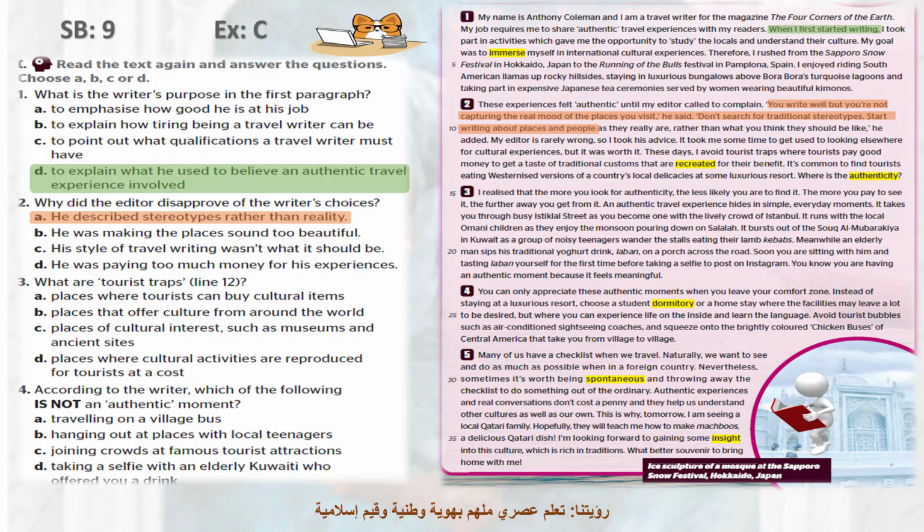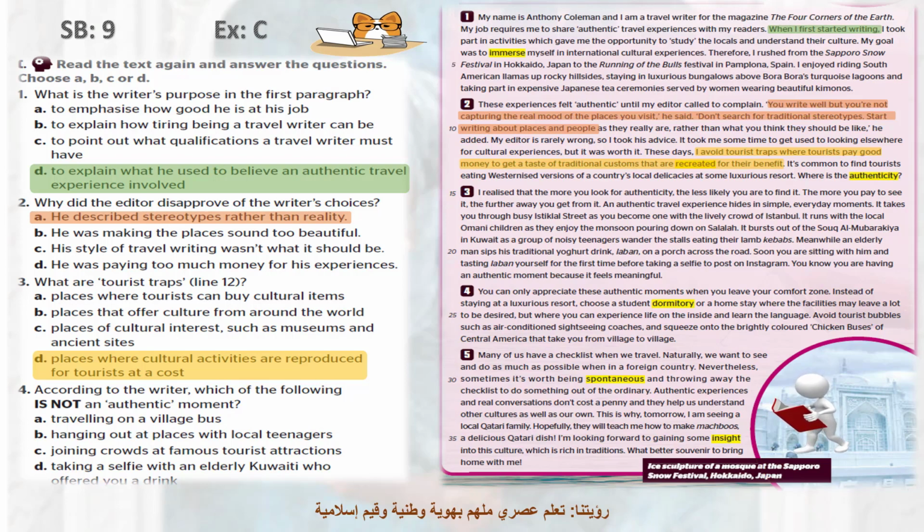Here, the question directs us to go to line 12. We have here the lines marked in fives. So here's line 12. We have to read the sentence and try to guess the meaning of this expression, tourist traps. Look at it. "These days I avoid tourist traps where tourists pay good money to get a taste of the traditional customs that are recreated for their benefit." So these tourist traps could be what? A, B, C, or D? Yes, D. Places where cultural activities are reproduced for tourists at a cost.